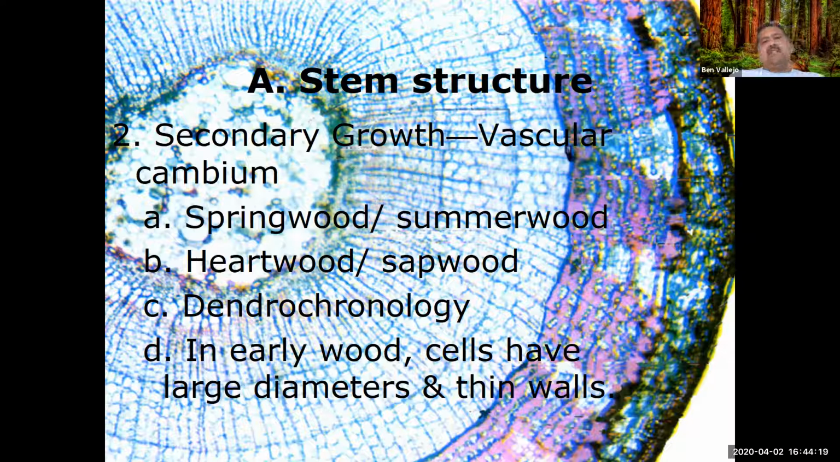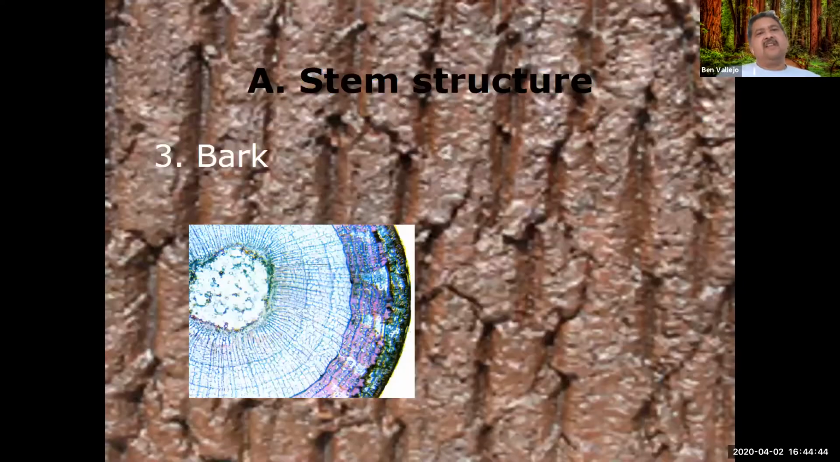Okay, and early wood cells have large diameters and thin walls. So they have thin walls, so they grow a lot in that early wood and that spring wood. They have large diameters because they have thin walls and because there's a lot of water. The water goes into these cells and pushes the cell wall apart from the inside out. So that's stem structure.